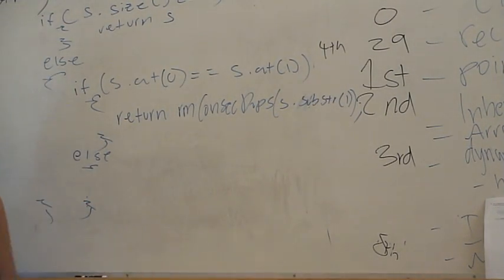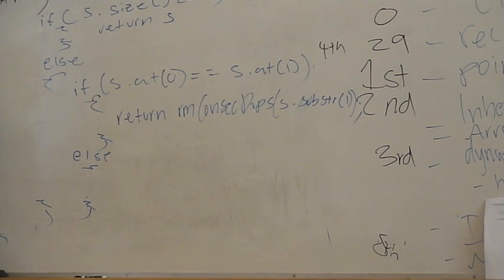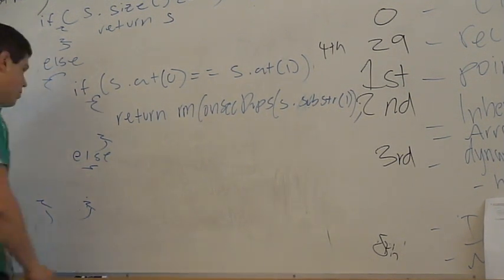And if there's no duplicates, or if these two are not duplicates, what do I do? Well, s at 0 is not equal to s at 1. So that means s at 0 is okay. It's okay to leave in the result.